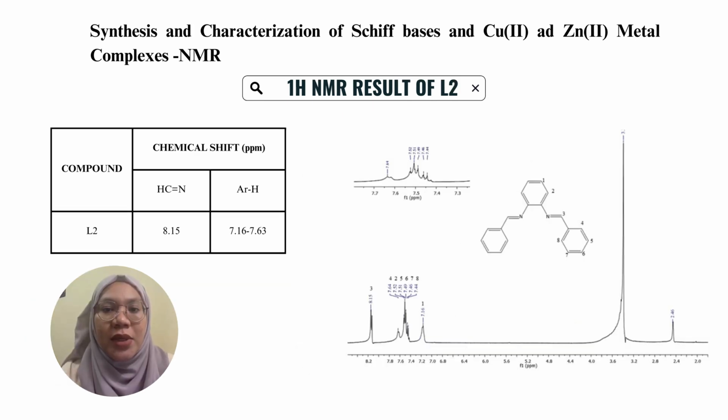For ligand 2, the proton of C=N appears at 8.15 ppm as a singlet peak. This peak indicates the conformation of Schiff base present in the ligand. The single peak of C=N appears in the spectra, indicating the structure of the ligand is symmetrical as it appears on one side of the structure. The peak for aromatic hydrogen appears in multiplets in the range of 7.16 to 7.63 ppm for ligand 2.